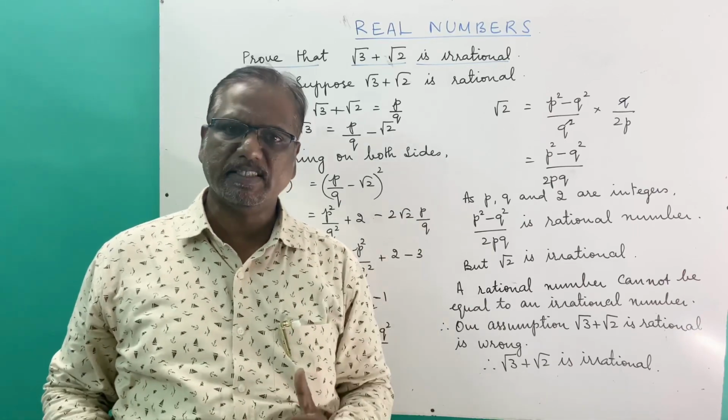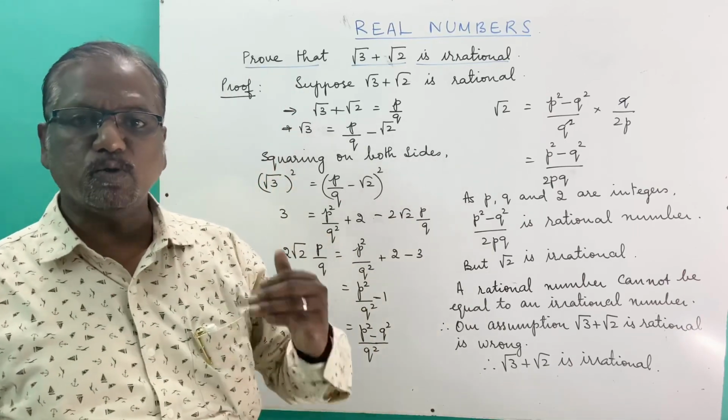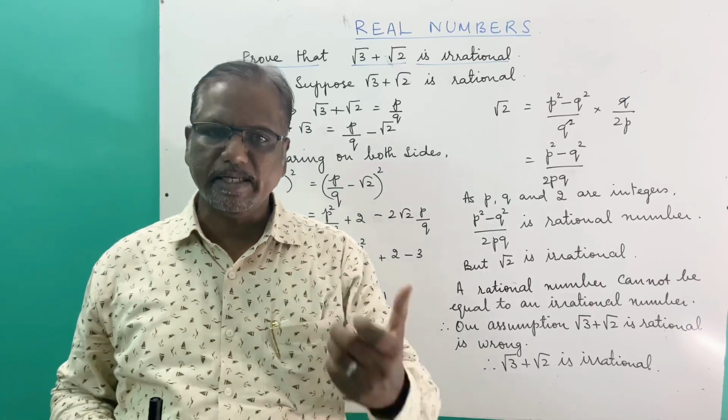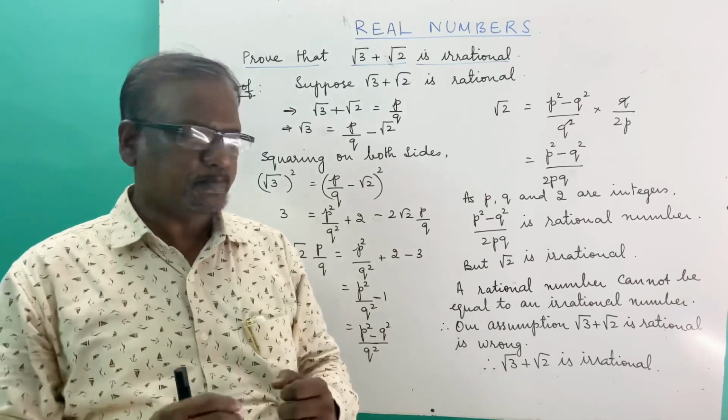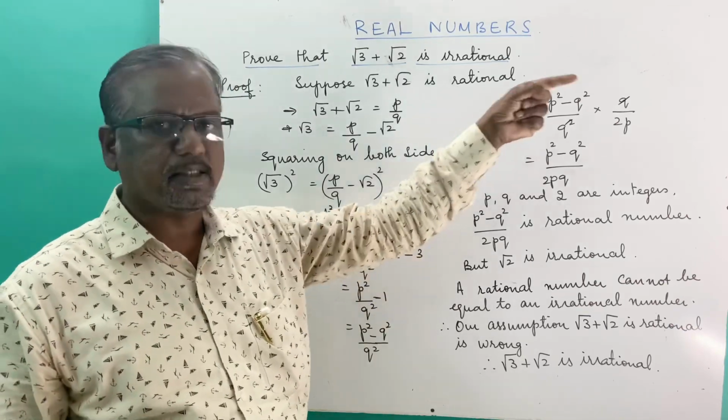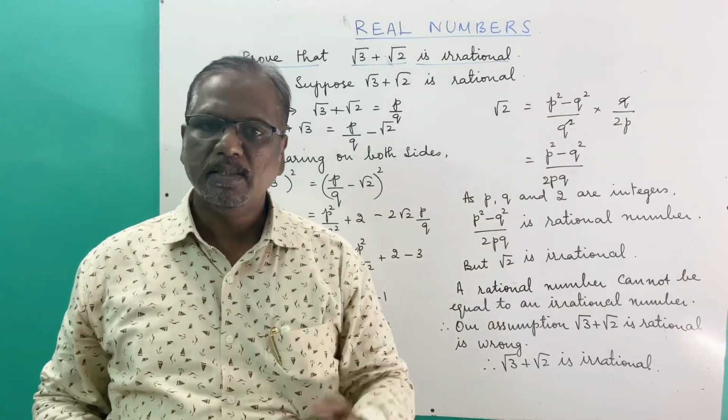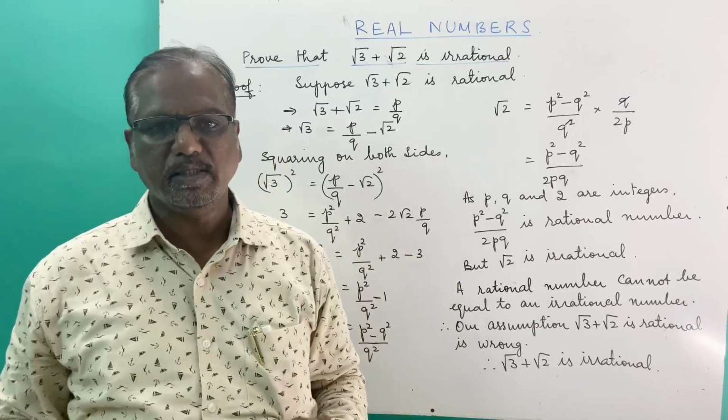But look at the left hand side. In the left hand side we have root 2. Then the root 2 is irrational. And therefore we arrive at a particular step: irrational is equal to a rational. But irrational cannot be equal to rational.